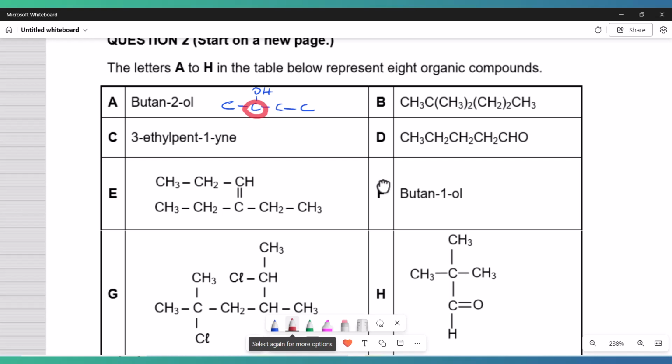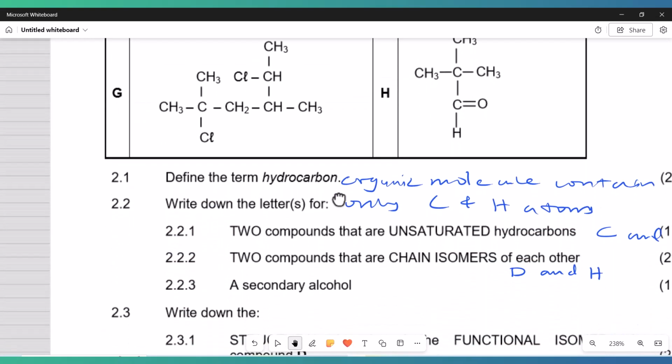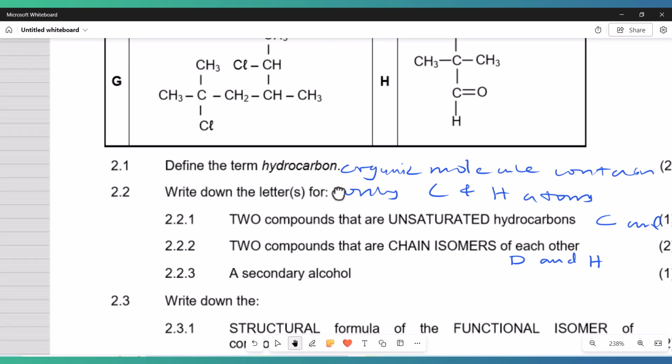So the answer is going to be A. The answer is A here. So that's our secondary alcohol.